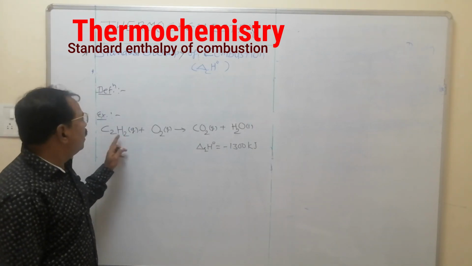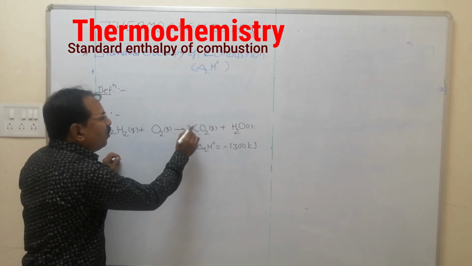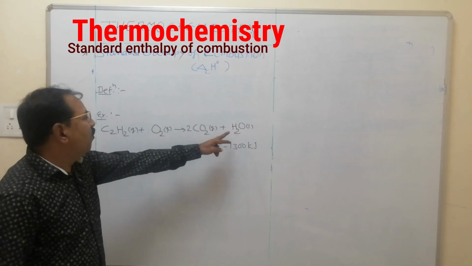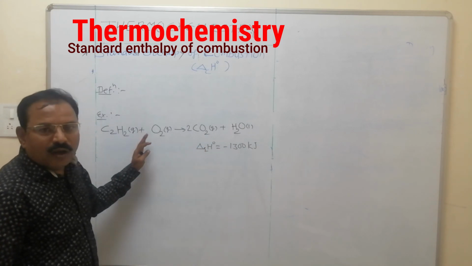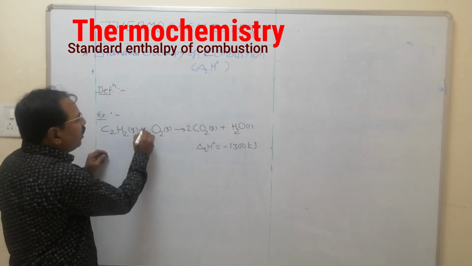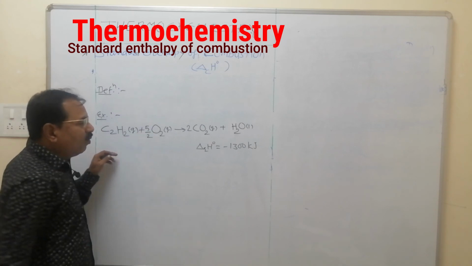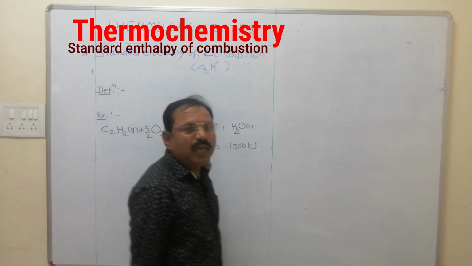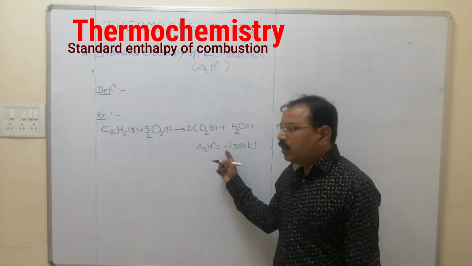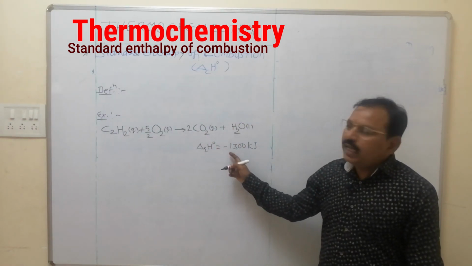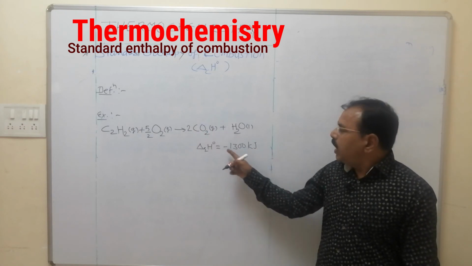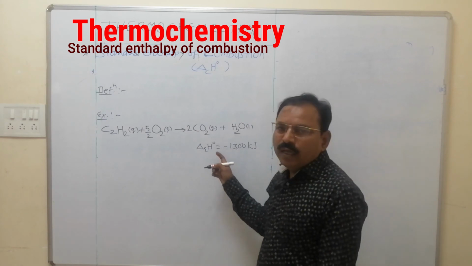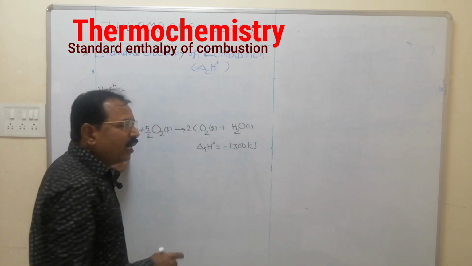Here C2H2, therefore write here 2CO2, and oxygen are 2 into 2 is 4 and here 1. That means there are 5 oxygens, therefore write here 5 by 2 O2. Now the reaction is balanced. The standard enthalpy change of the oxidation reaction is minus 1300 kilojoule, is the standard enthalpy of combustion of this acetylene.